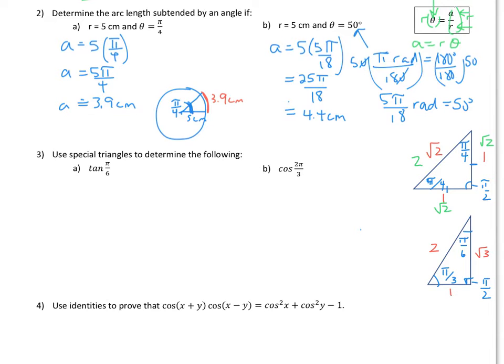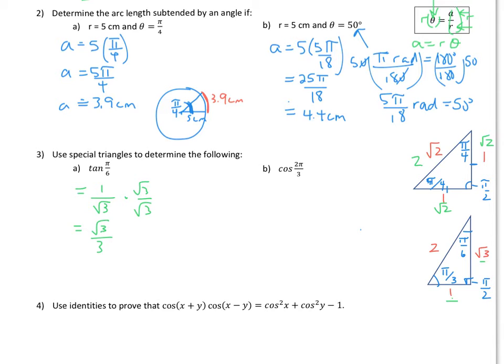If you want the tan of pi over 6, I can look at my special triangle. Tan is opposite over adjacent, so that's going to equal 1 over root 3. Or if you want to rationalize that, times root 3 over root 3, which is root 3 over 3. I know some of your calculators automatically just spit that out and you don't have to use your brain, but I'd like you to be able to use your brain.